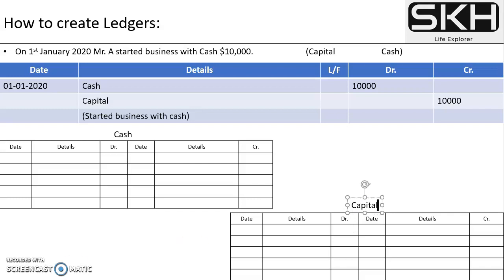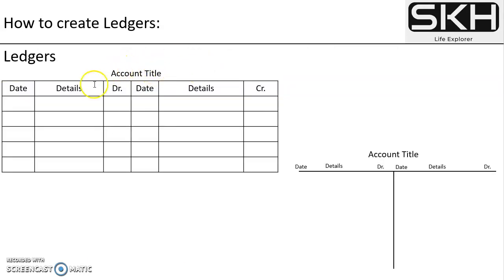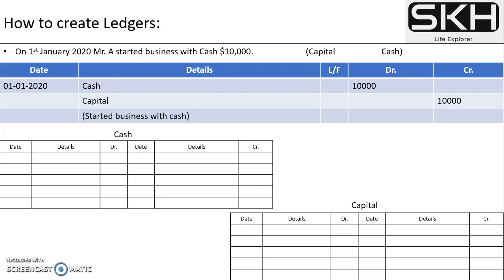So if I show you in the beginning, the first step is the account title. One more thing you should remember, that if we have made one ledger, we don't need to repeat it if that account comes again in the transaction. For example, cash account, we will only create one time. If later on there is any transaction of cash, we will not create it again, but we will record that transaction in this account only.